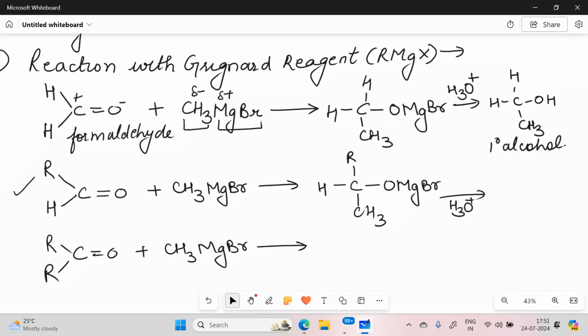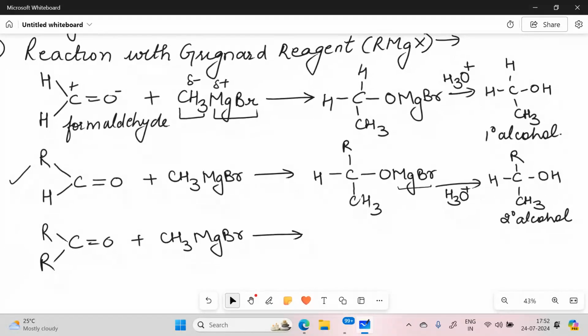And one more thing, because today I took one test for the other students. They have written directly OH here. If you have to write OH here, you have to write that it is hydrolysis. You can't directly write OH without mentioning the hydrolysis part. Half a mark in the board exams will be deducted for that. Secondary alcohol.